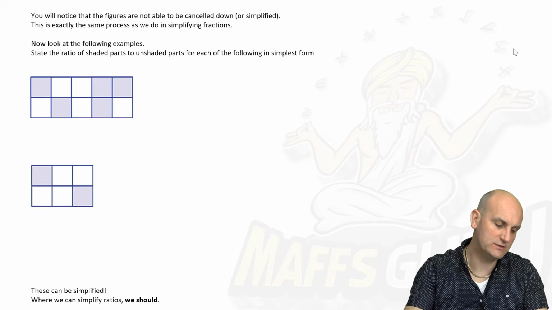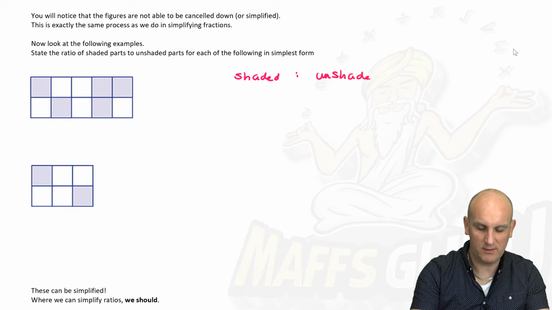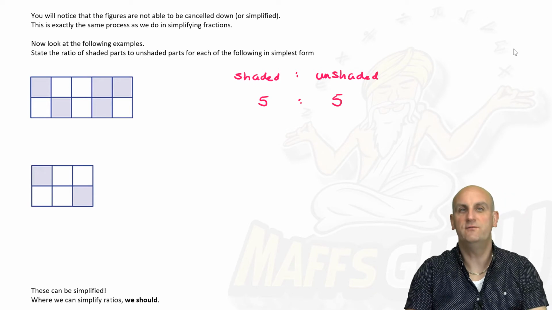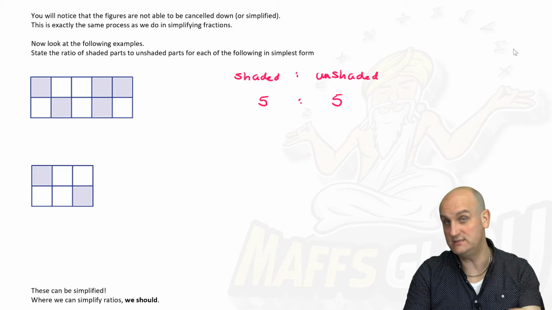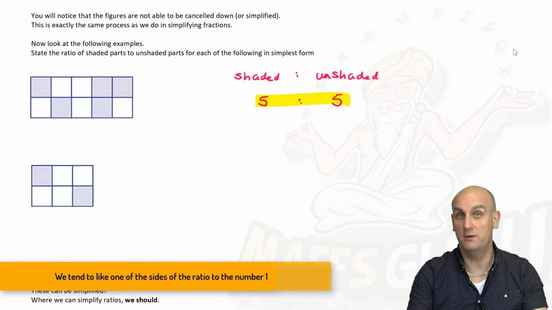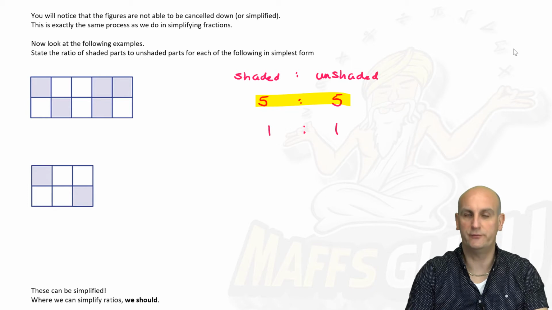If we look at these two examples, I think something different is going to happen. So again, what are we going to do? Shaded to unshaded. And again, that one title is now going to apply to both these questions. Shaded, one, two, three, four, five shaded. To how many unshaded? Five unshaded. Now, in this situation, I can actually cancel this down. Why? Because I can see that five and five can both be divided by five. So canceling this down, this ratio is the same as 1:1.